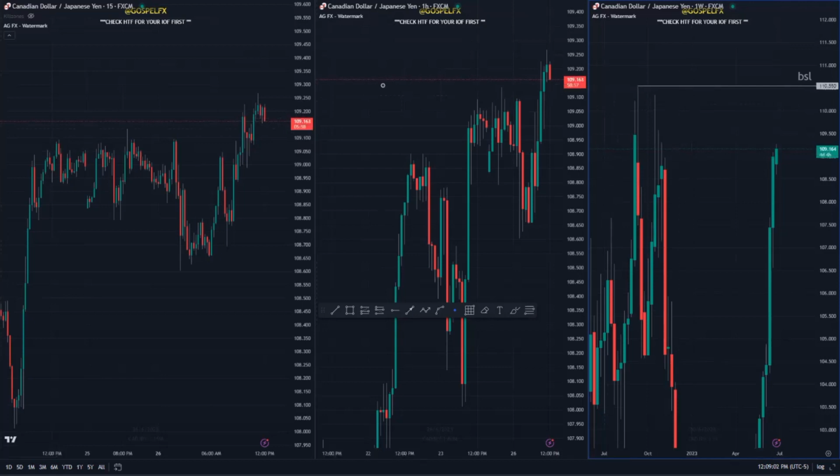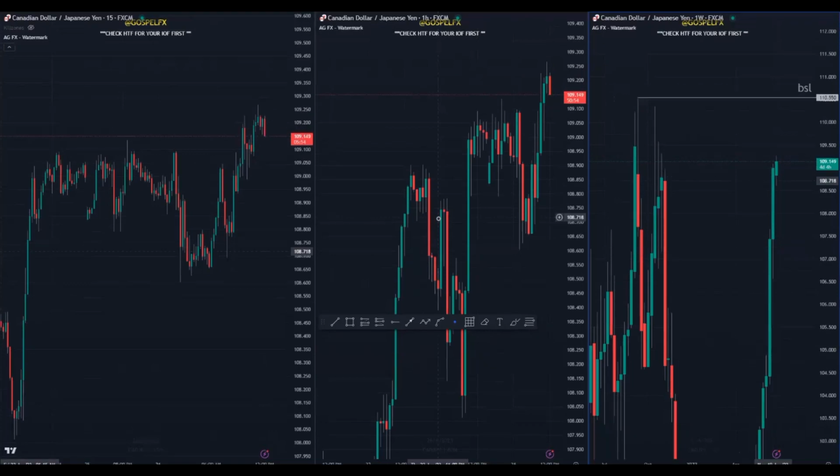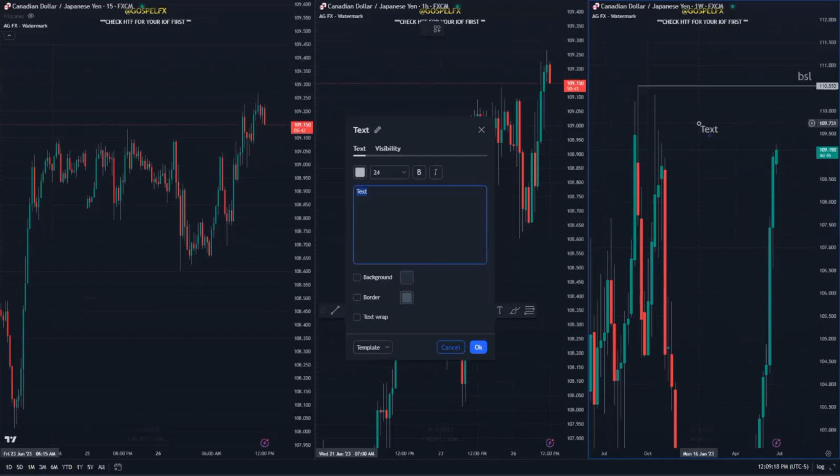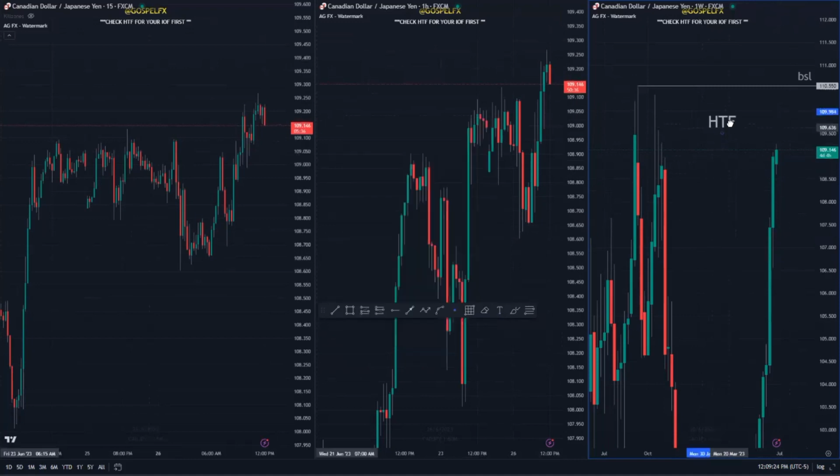Now let's go straight to the medium chart, the one at the center. So when I have my draw on liquidity on this first section, which is the higher time frame, let me just put that higher time frame. When I have my draw on liquidity on this higher time frame, what I do now is I come to the medium time frame.